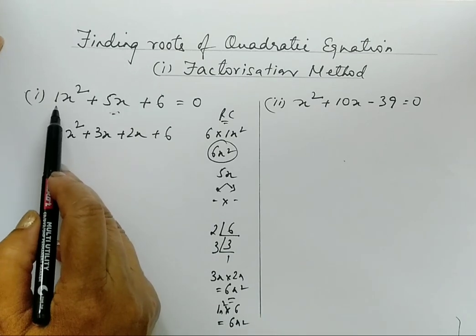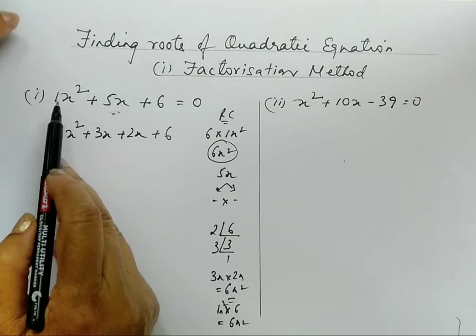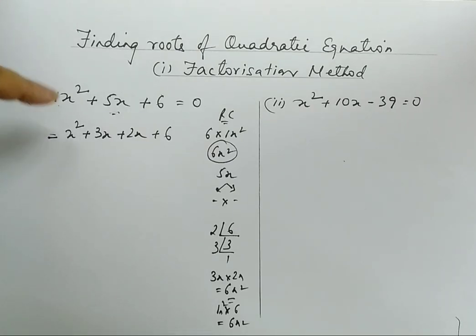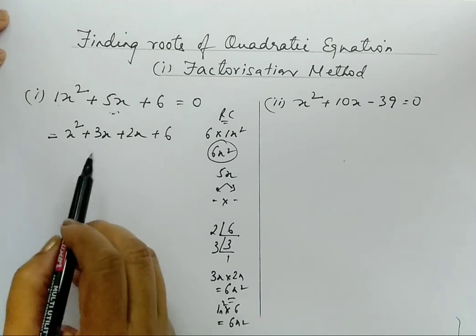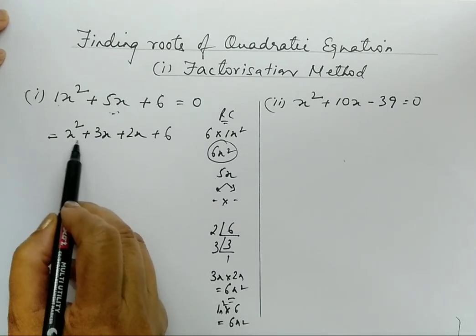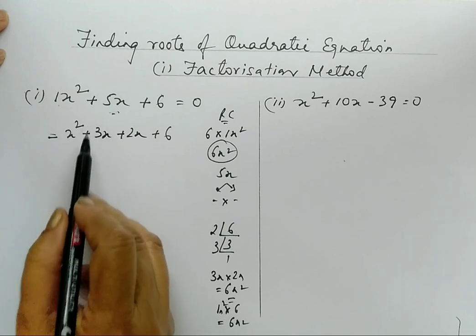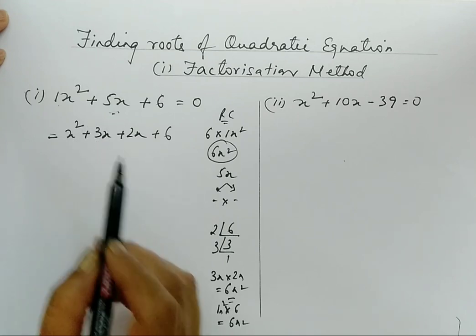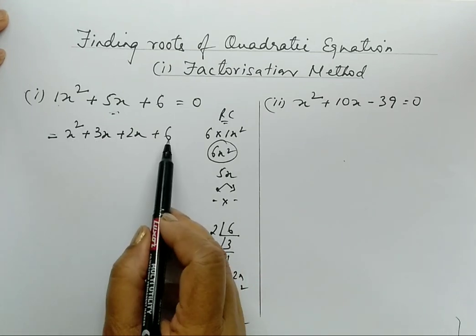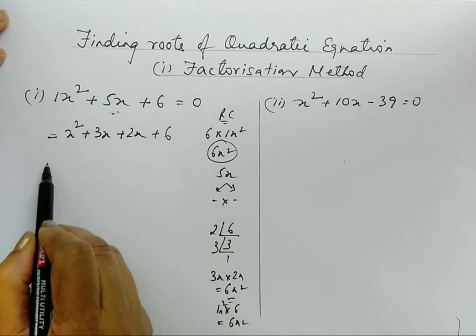1 shouldn't be written here, because it's obvious that if nothing is written over here, there is a 1 there. Well, now what next? Now here we see that we have to find out what is common between these two terms and what is common between these two terms.